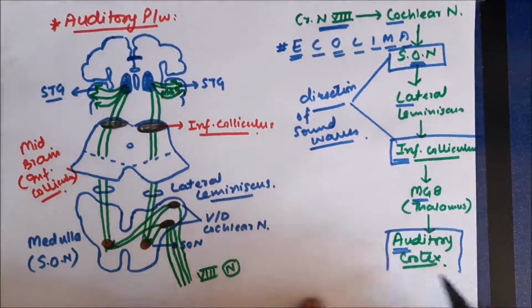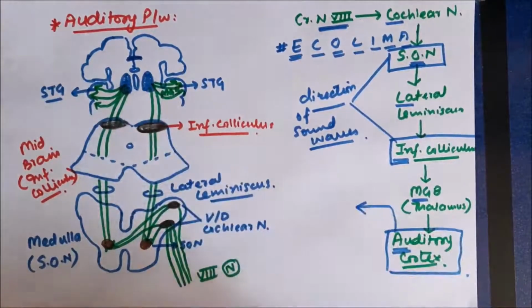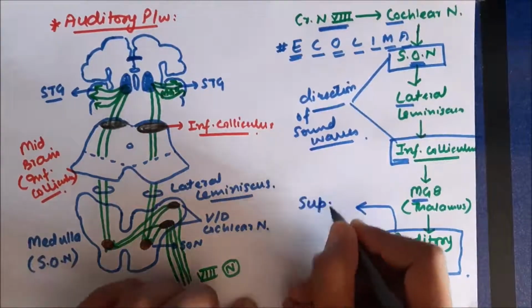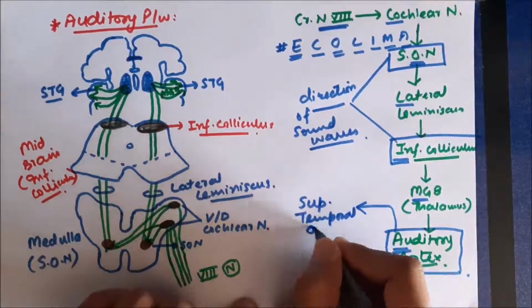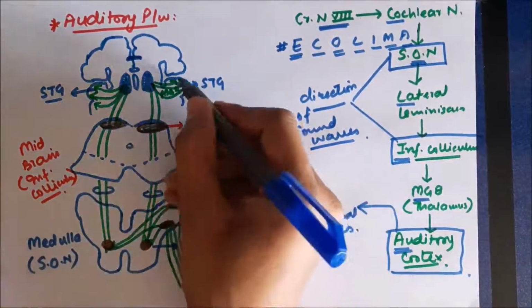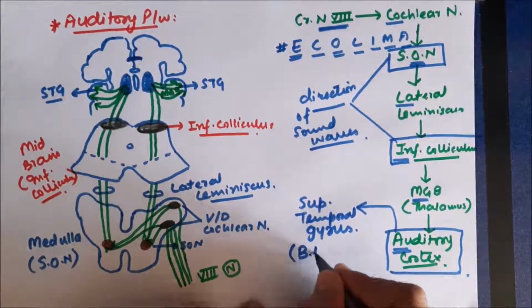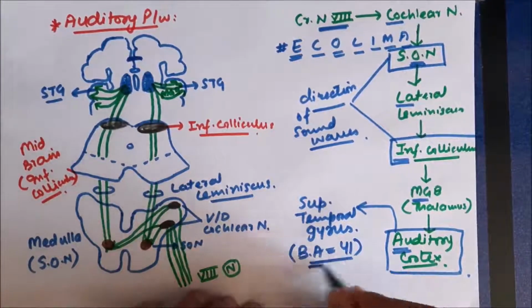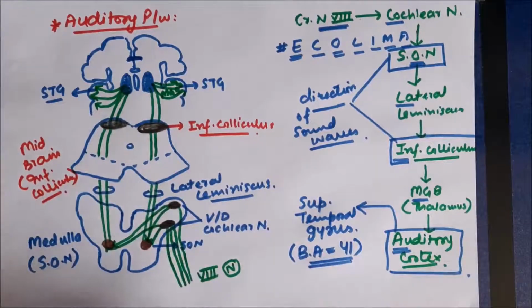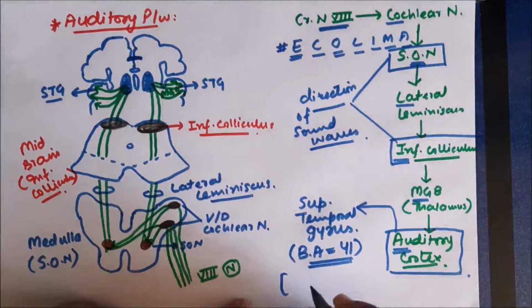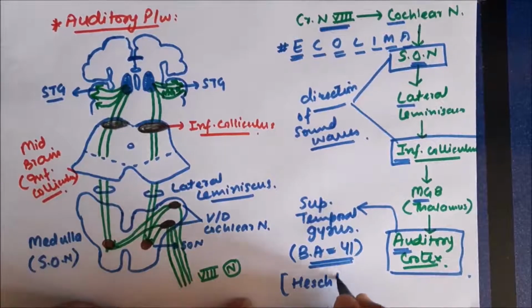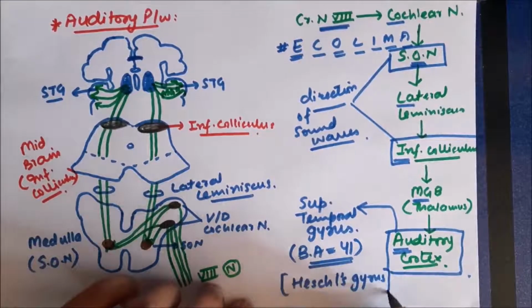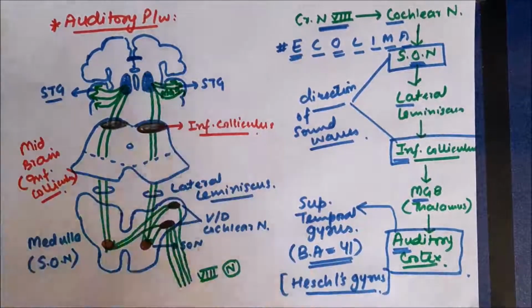Auditory cortex, it's the part of the cerebral cortex. It is located in the superior temporal gyrus. Superior temporal gyrus at the Brodmann area 41 is the exact location of the auditory cortex. Brodmann area 41. Now this superior temporal gyrus has another name, it's also called as Heschl's gyrus. So this is the auditory pathway.